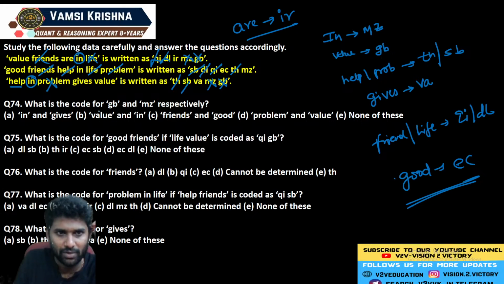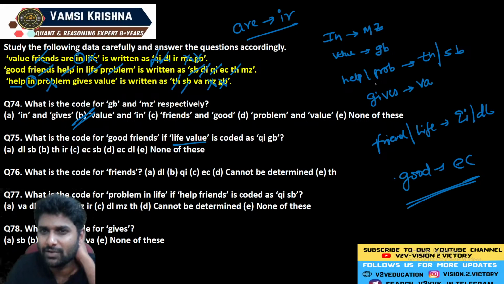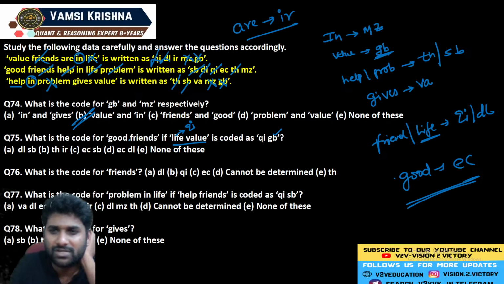Go through the question. What is the code for GB and MZ respectively? So what is GB here? It's value. MZ is in. Value in, option B. What is the code for good friends, if life value is coded for QA and GB? Life value. Check it out. What is value? Already we know that GB. So in this question, you have to consider life is QA. Now, what is good friends here? Life is QA. Definitely friends should be DL. What about good here? EC. EC DL. Option D.